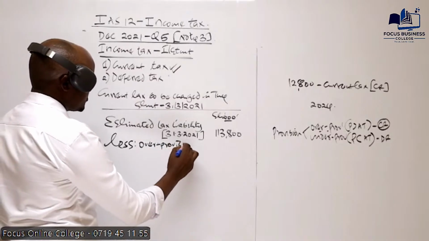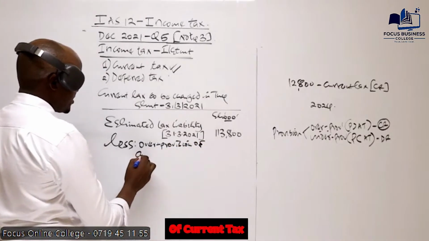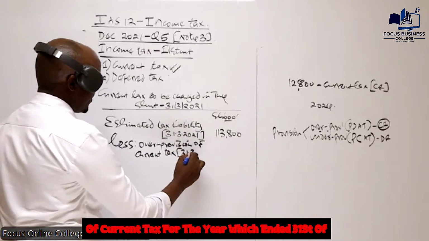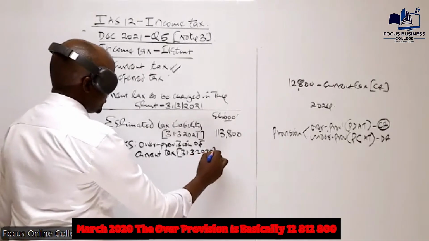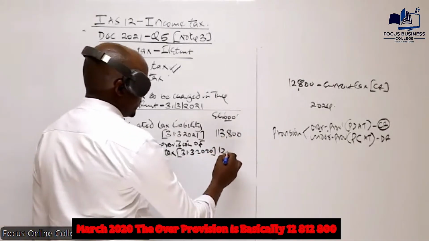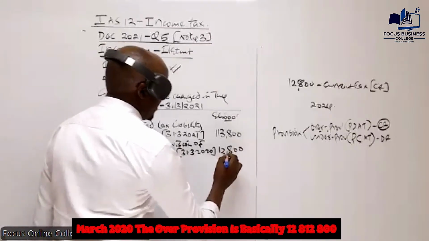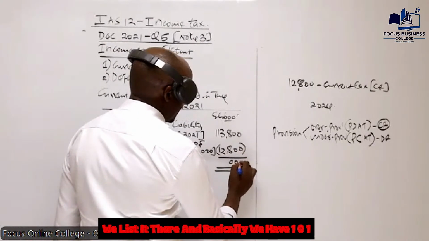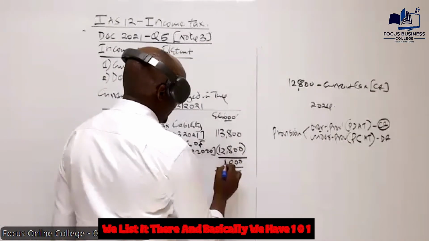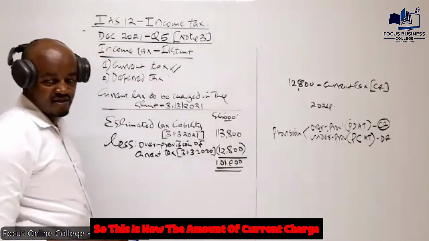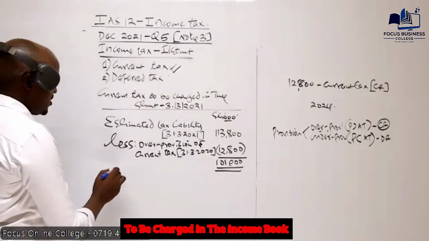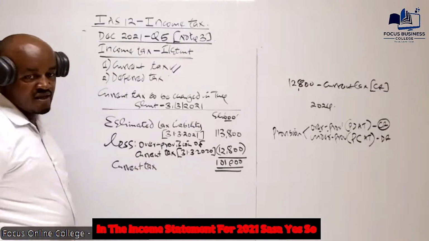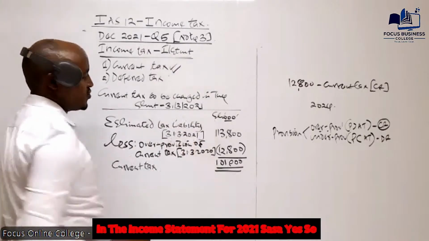Over provision of current tax for the year which ended 31st of March 2020. The over provision is basically 12,800, and we less it there. Basically we have 101, so this is now the amount of current tax to be charged in the income statement for 2021.